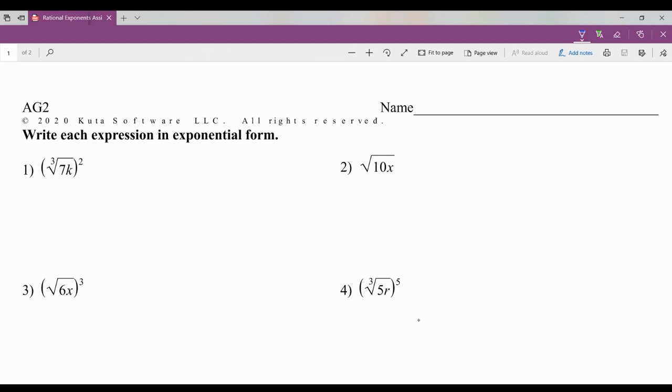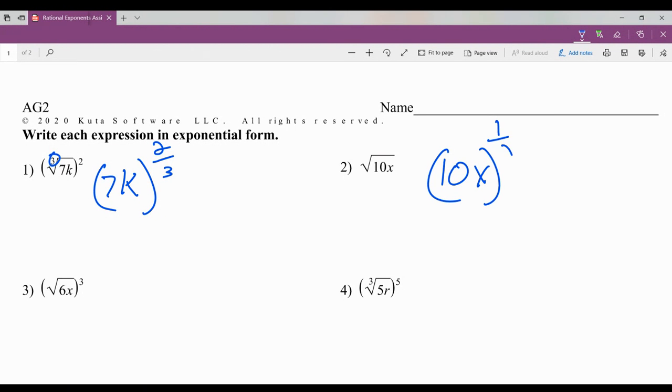So this would be 7k to the 2/3. There's the denominator. This would be 10x to the 1/2, 6x to the 3/2, 5r to the 5/3.